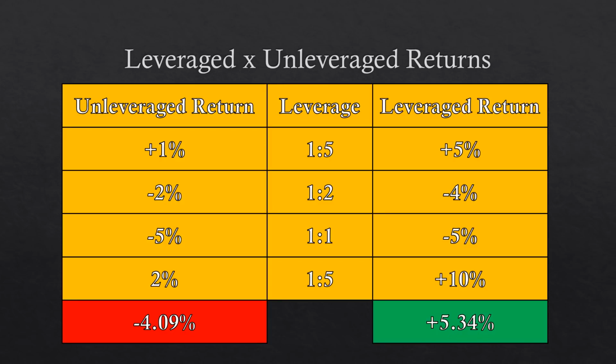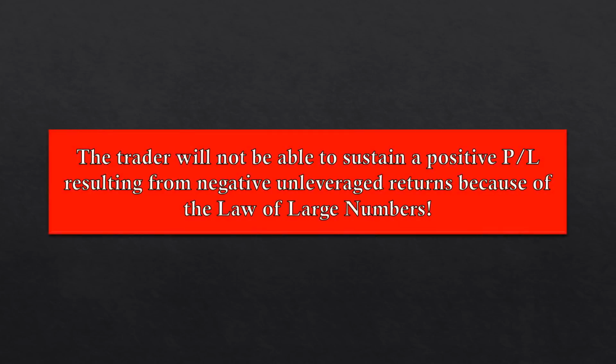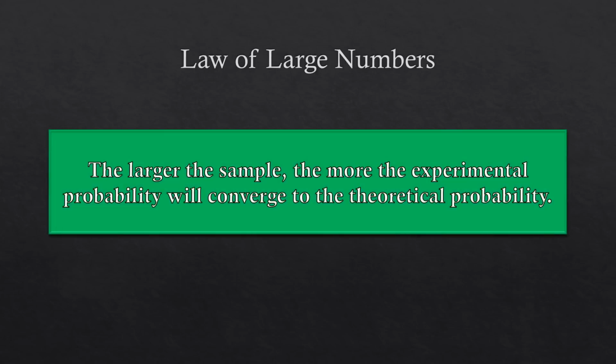You might be thinking that being able to get a positive P&L with negative unleveraged returns is a good thing, but it's really not, and here comes the pernicious detail about this. The trader might be able to get away with this in the very short term, but in the mid and long terms, things change because of something called the law of large numbers in statistics. The law of large numbers states that the larger the sample, the more the experimental probability will converge to the theoretical probability. Translating that into a simple experiment first, let's think about a coin toss.